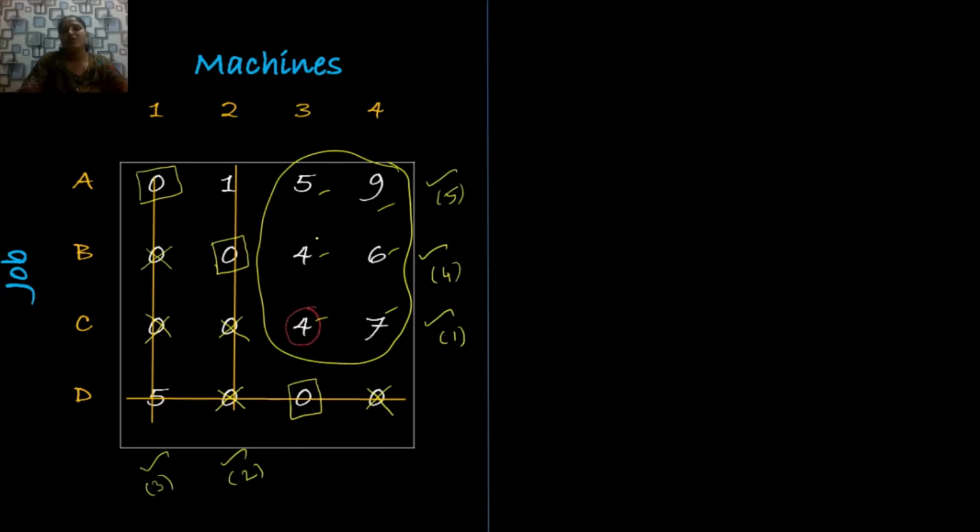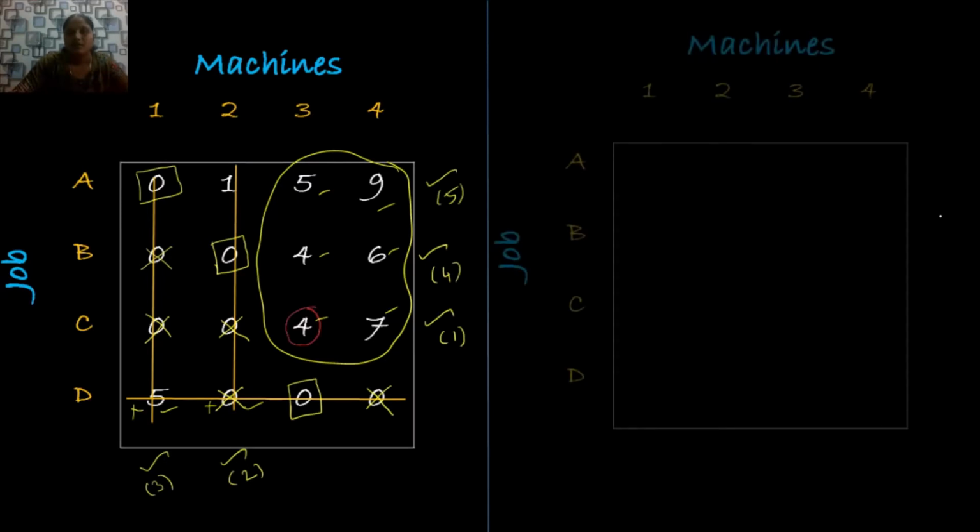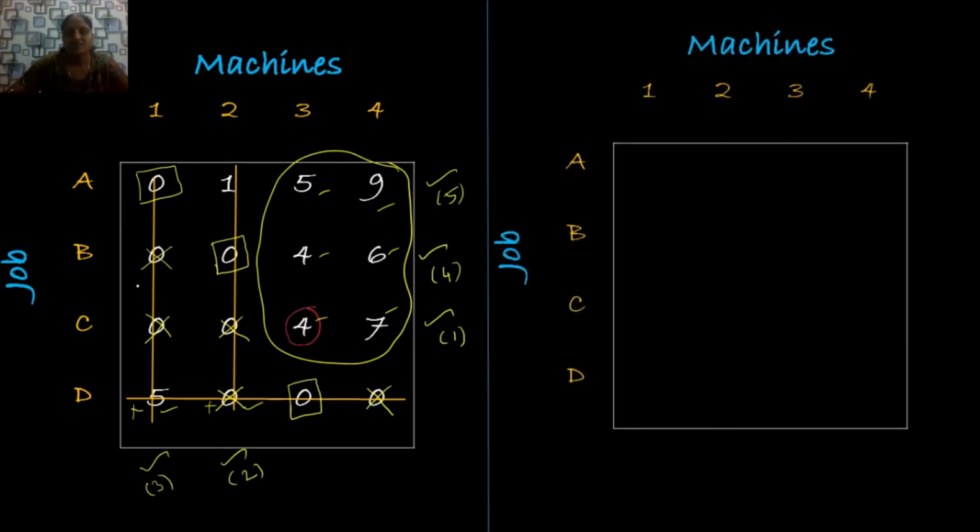So what we are going to do next is subtract 4 from all uncovered elements and add it to the points of intersection of the straight lines. So at these two positions, you have to add 4 to 5 and 0, and leave the remaining elements as they are. Now let me start by subtracting the minimum element from all uncovered elements.